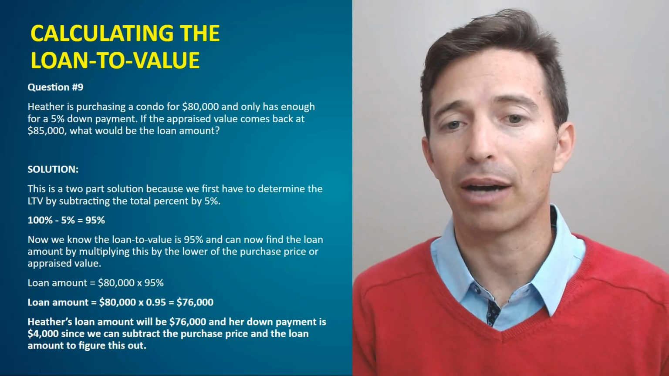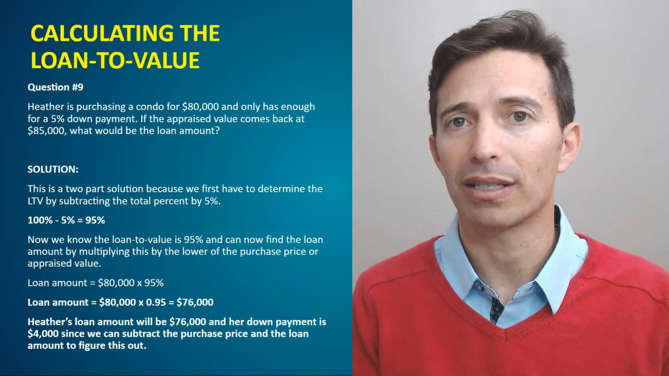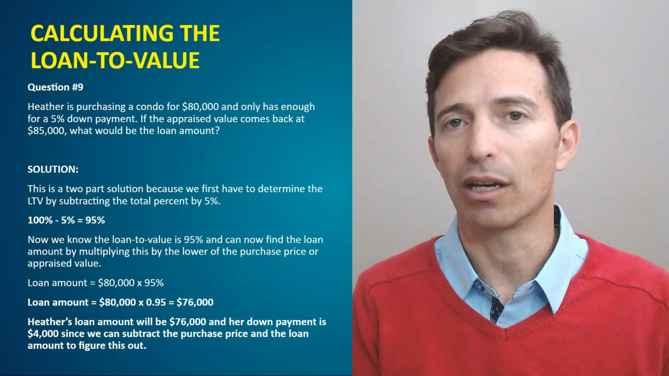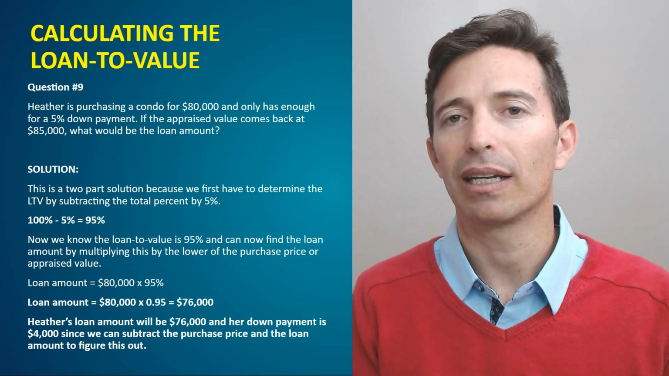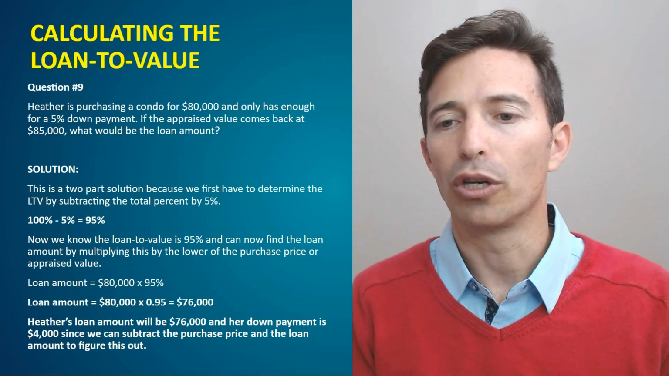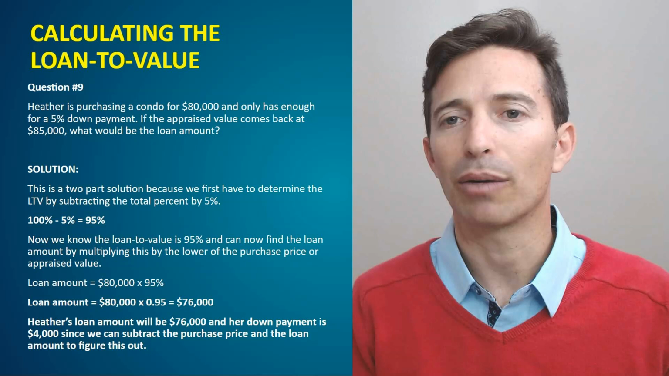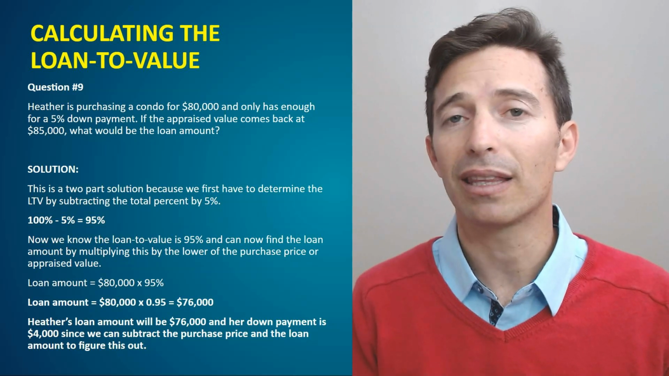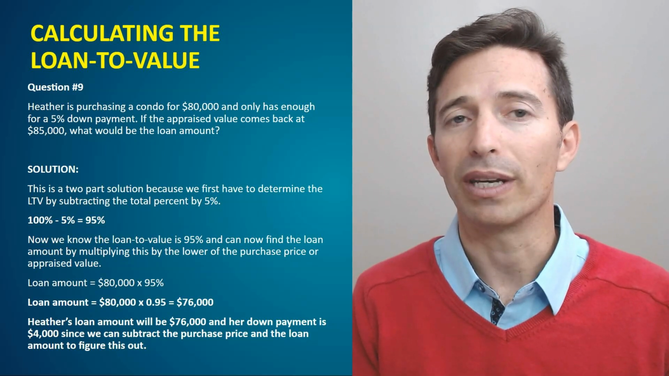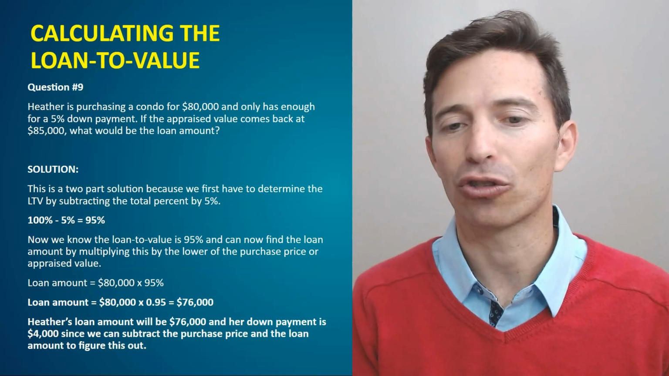To solve for the loan amount, we need to multiply $80,000, which is the lower of the purchase price and the appraised value, times 95%, which is the LTV. And we're going to get $76,000 as the loan amount. Now, we know that $76,000 is the loan amount, and if we subtract that from the $80,000, which was the purchase price, we now know that her down payment was $4,000, and that was an easy way to solve for the down payment.